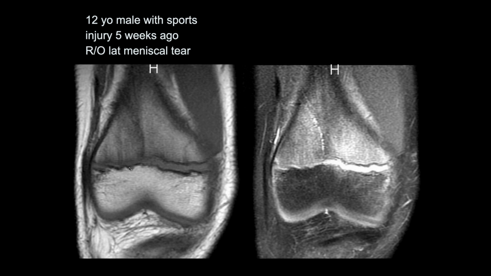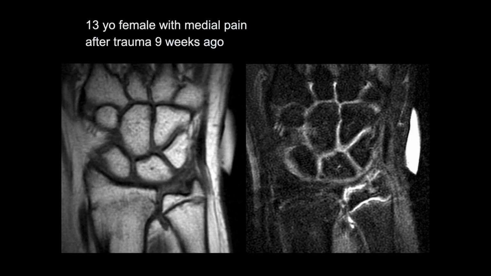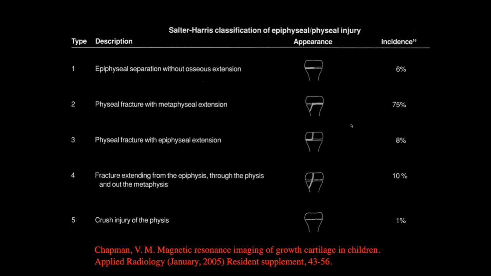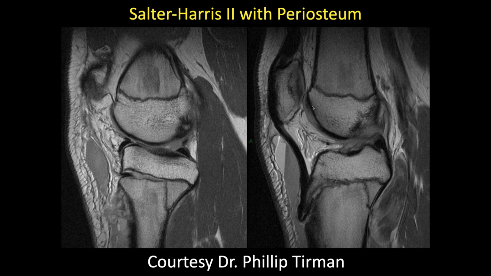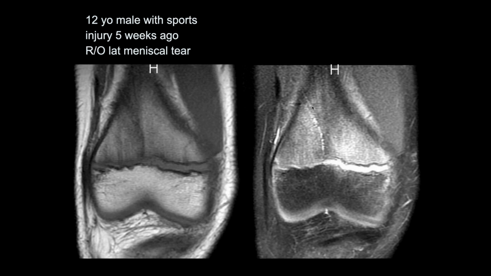All right. This is a 12-year-old male with a sports injury 5 weeks ago. Rule out lateral meniscus tear, and he does have increased fluid along the physis. So this is at least a Salter 1. I also wonder if there may be a Salter 2. It looks like there is some linear decreased signal extending, so this would be a Salter 2. So I have two Salter 2s.